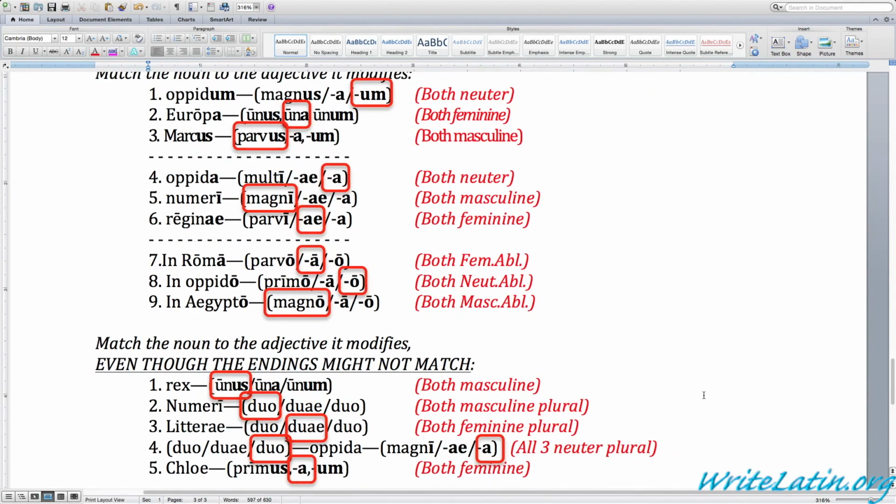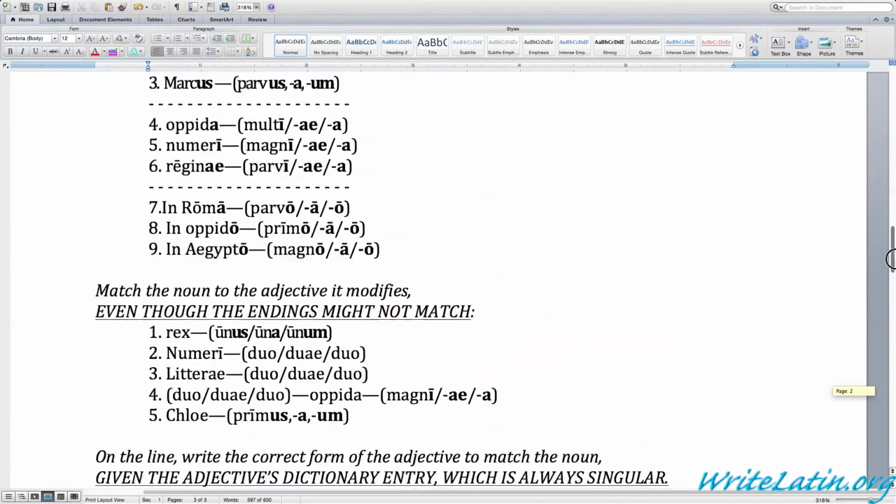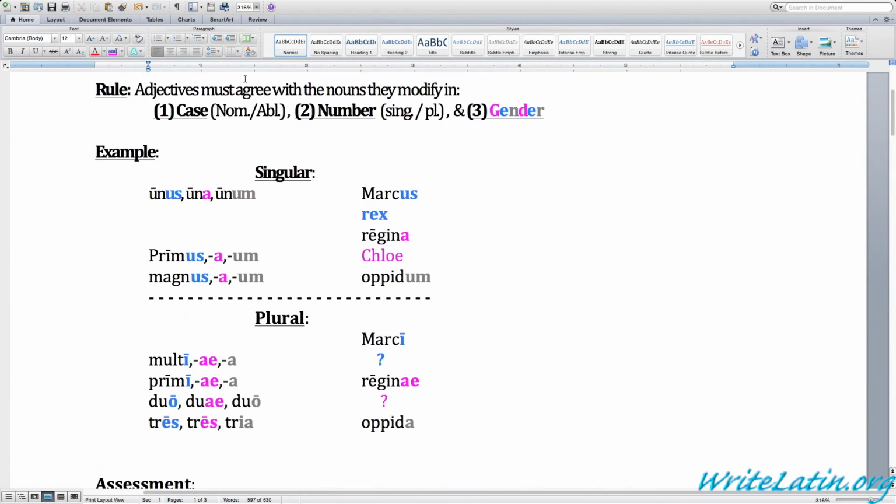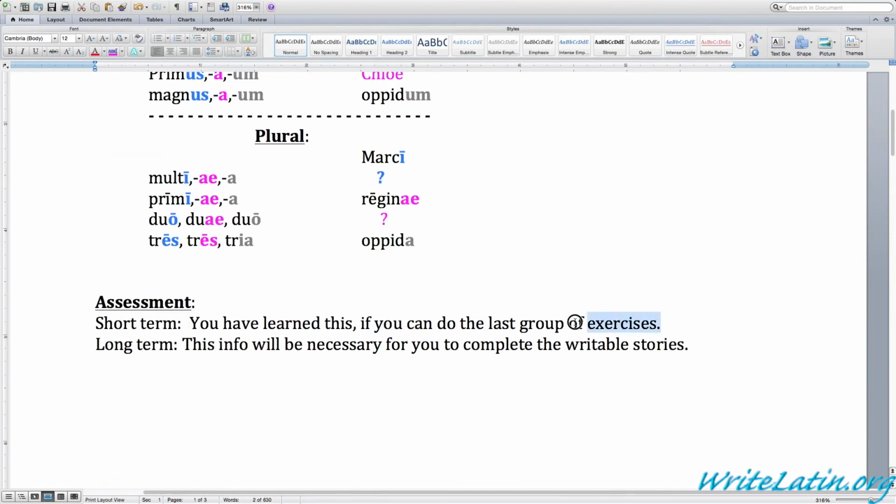Here were the answers to the two earlier sections that you did. All right, so going back to our objectives, hopefully you have learned to make adjectives agree with the nouns they modify in case, number, and gender. And you were hopefully able to do that last group of exercises.